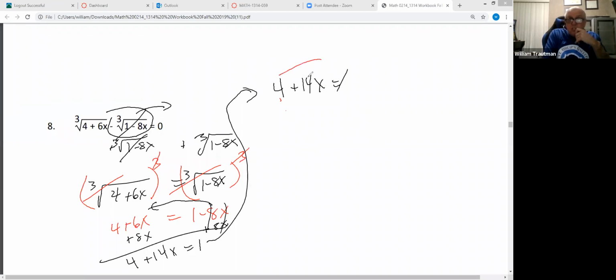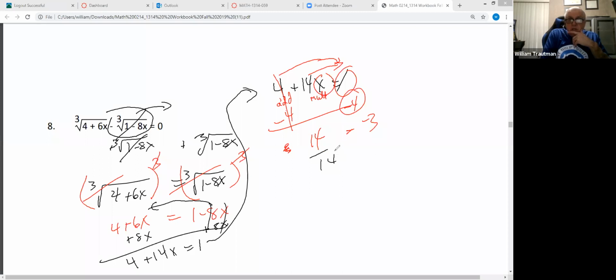I need to take the 4 to the other side and the 14 to the other side, keeping the x here. You always take the add and subtract. This is multiplying. This is adding to the side, so we do the opposite. Add and subtract goes to the other side. Subtract 4. 4 minus 4 is 0. So I'm just left with 14x on this side. 1 minus 4 is a negative 3.